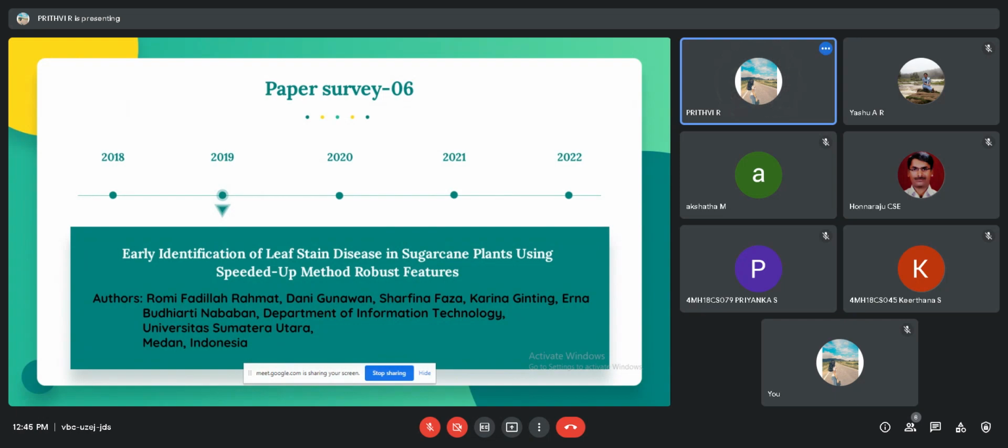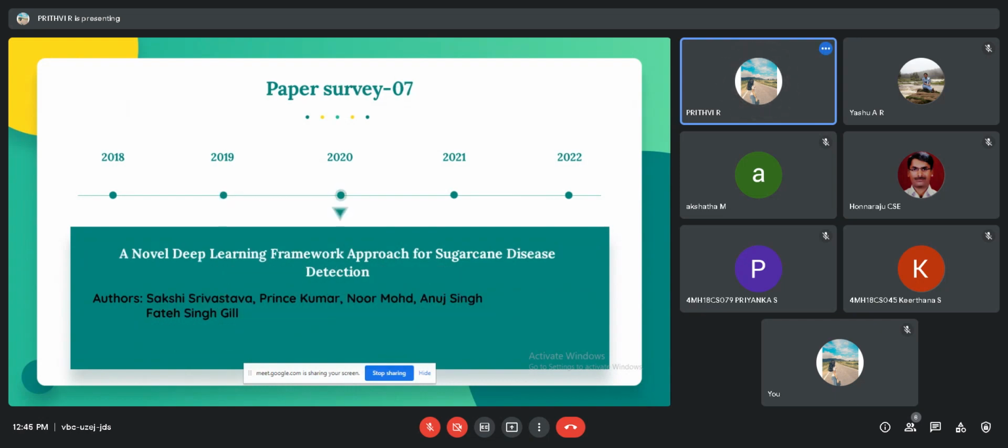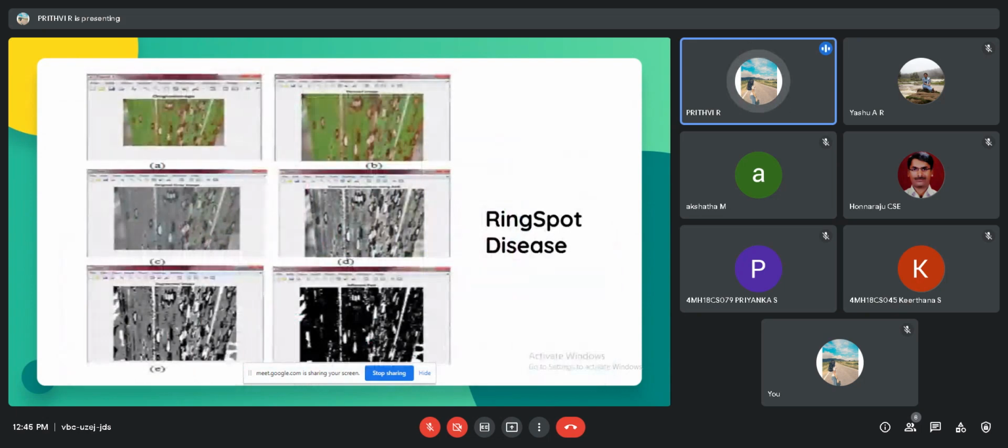Leaf stain is majorly divided into three types, that is ring stain, rust stain, and yellow stain, which is also called ring spot, etc. As you can see in the image, this is called ring spot disease, which is caused by a fungus called Epicoccus sorghum and is spread by wind or rain-borne spores of the fungus. It requires less humidity conditions to multiply and generally affects older leaves.